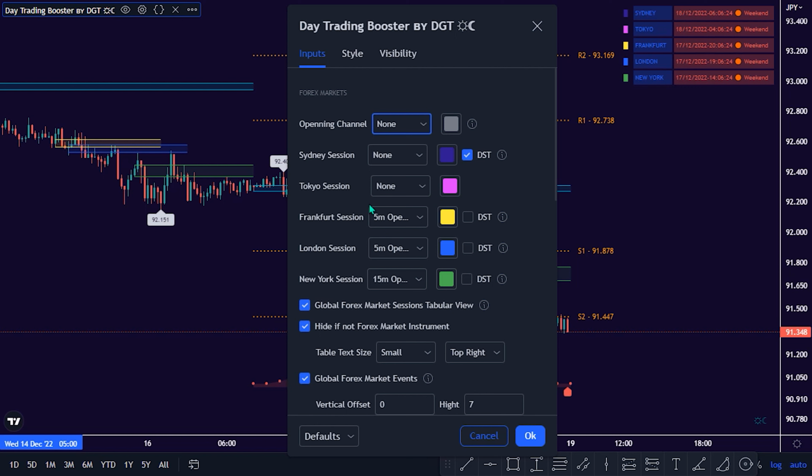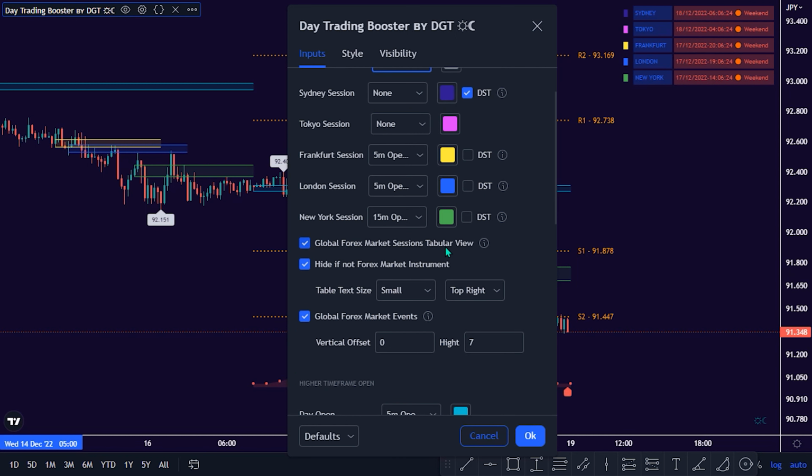Opening price, opening range, 5 minutes or 15 minutes, and day, session, range of the major trading center sessions, including Frankfurt, London, and New York. There is a tabular view of the major Forex markets' opening and closing hours, with a countdown timer. This is the tabular view on the right corner of the price chart here.